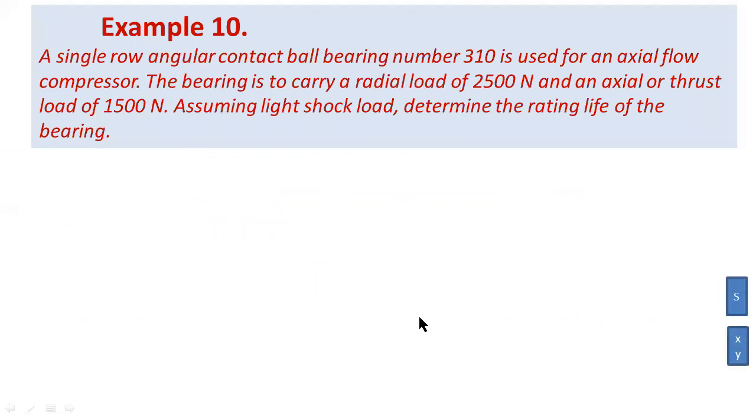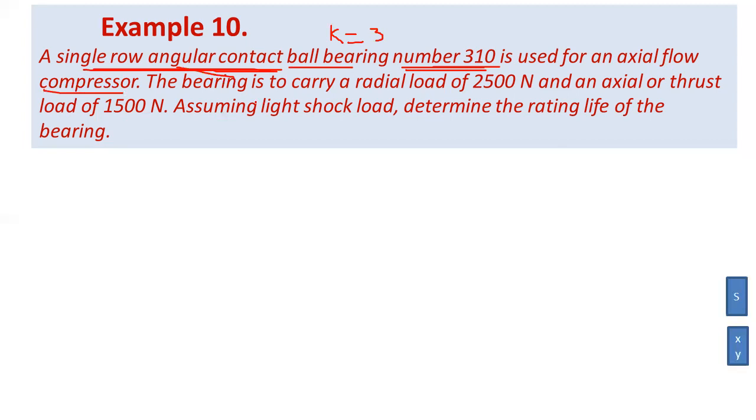A single row angular contact ball bearing. Here the type of bearing is also a ball bearing, that is K equal to 3. Single row angular contact ball bearing is given, so you have to design an angular contact ball bearing. The bearing number is given, that is 310. Bearing 310 is used for an axial flow compressor, so the application of the bearing is in a compressor.